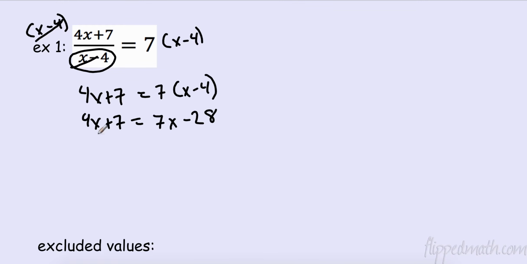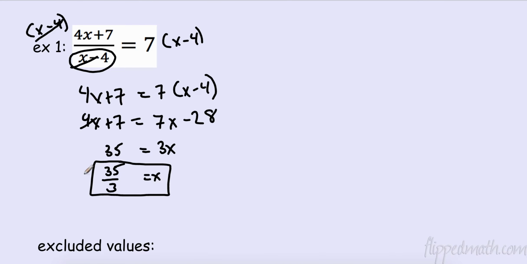Need to get like terms together. I'm going to subtract 4x's over here. 7x's minus these 4x's are 3x's, so they're gone on that side. I'm going to add 28 to this side. 7 plus 28 is 35. Divide both sides by 3, and we have x equals 35 over 3. Now, most of the time, that's going to be it. We're done. Nothing else to do or worry about.